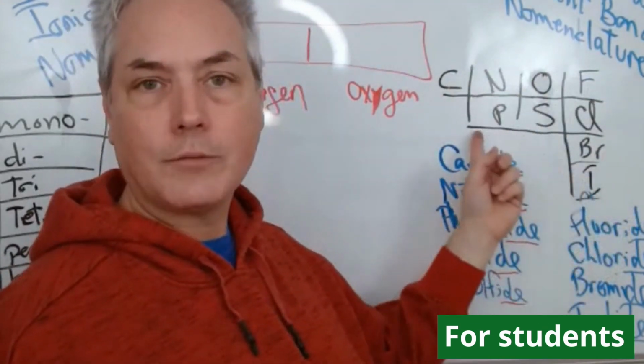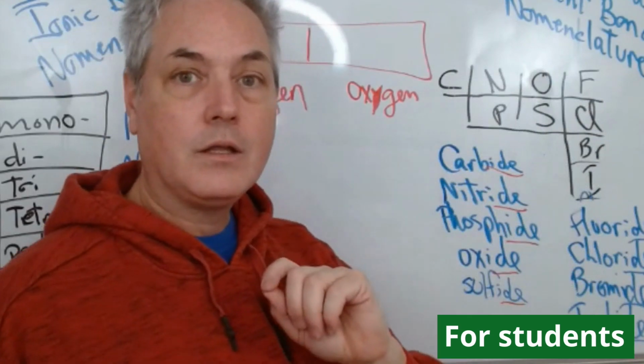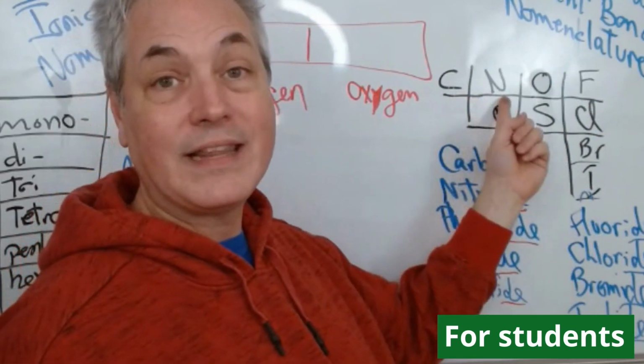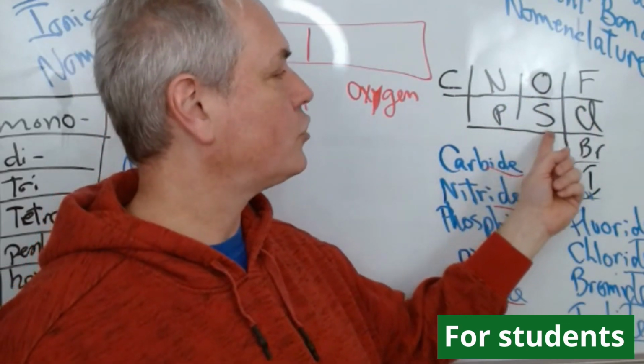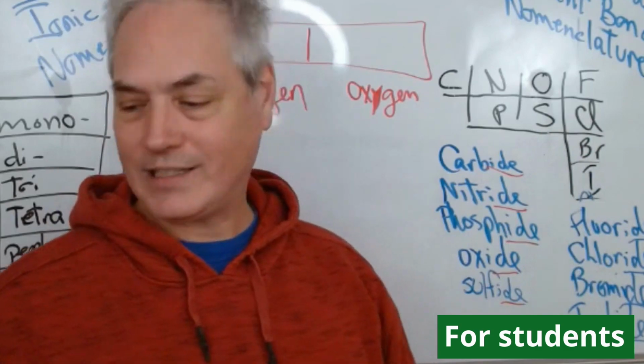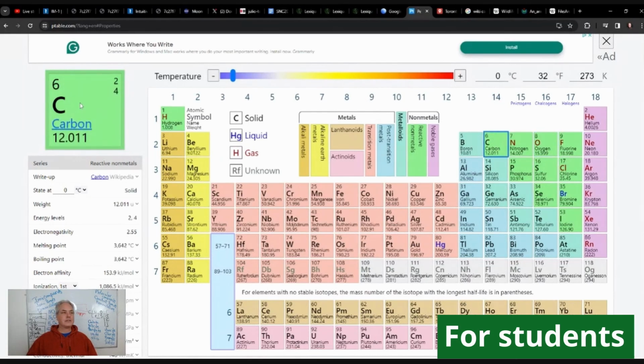If you look at the non-metals here, I put the most common ones. We have carbon, nitrogen, oxygen, fluorine, phosphorus, sulfur, chlorine, bromine, and iodine. If you say, well, I don't believe you, let's have a look. We have carbon, nitrogen, oxygen, fluorine, chlorine, sulfur, phosphorus, bromine, and iodine. So we know that it is true.